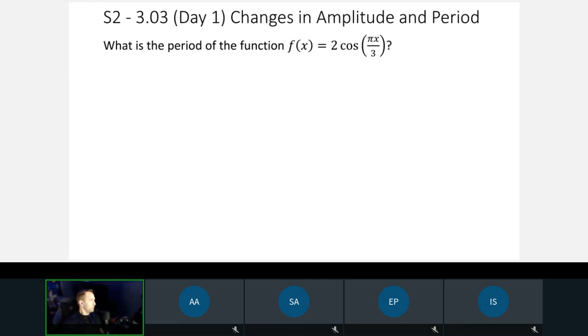All right. So what is the period of the function f of x equals 2 cosine of pi x over 3? So you get to know the different parts of your trig functions. We all know that that's the amplitude, right? The coefficient is the amplitude. And then for the period, for sine, cosine, tangent, and the other three trig functions, you have a formula for period. Any of you recall what that formula is for cosine?